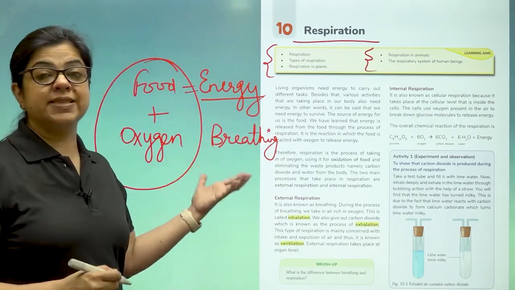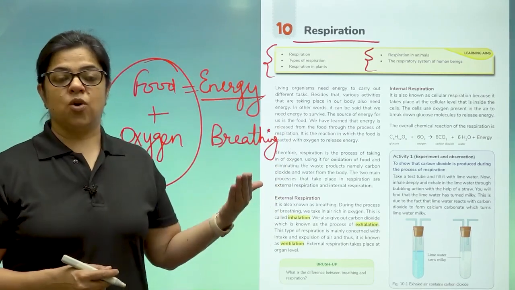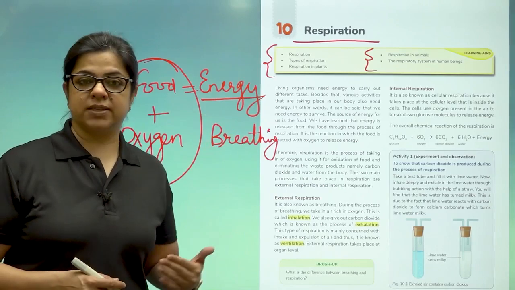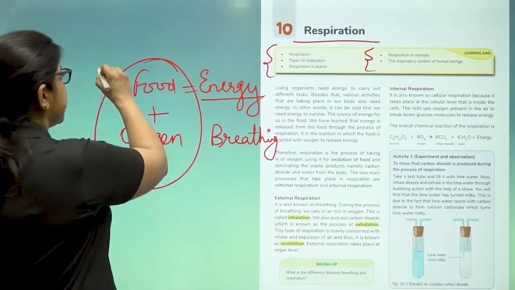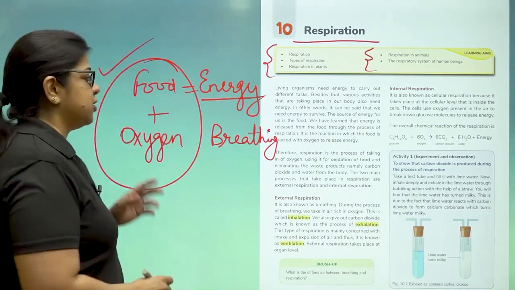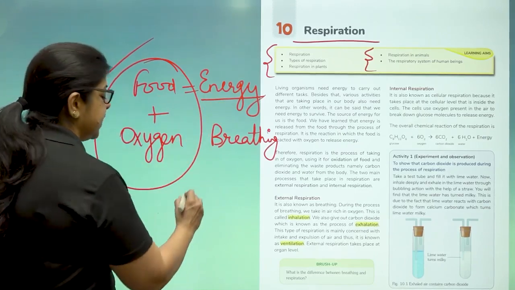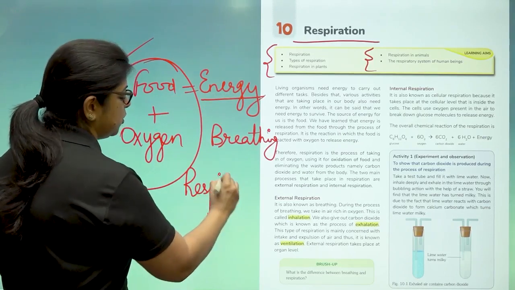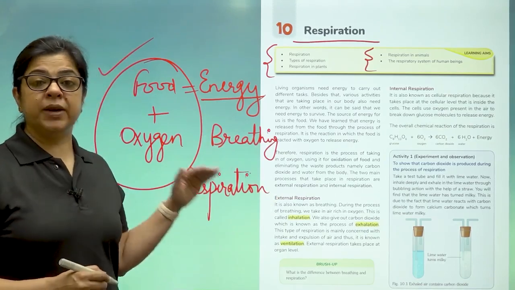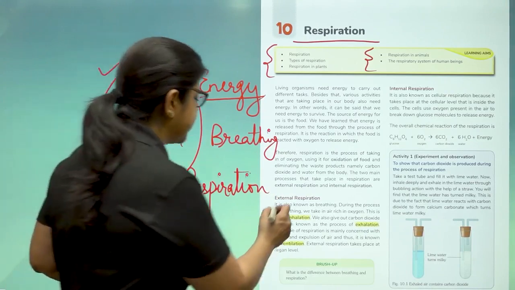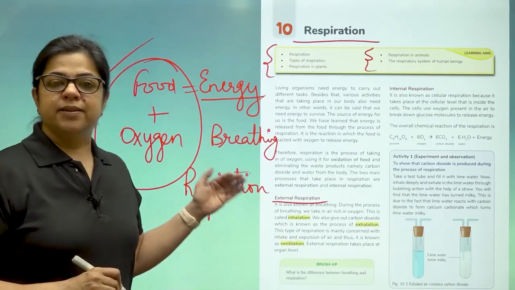So, this becomes step 1. Step 1 is breathing, when you are inhaling oxygen and exhaling carbon dioxide. So, when you are just inhaling and exhaling gases, then how does this reaction take place? This reaction, where food is burnt in the presence of oxygen to release energy, is the second step, which is known as respiration. Very interestingly, breathing becomes external respiration. So, external respiration is also called breathing.